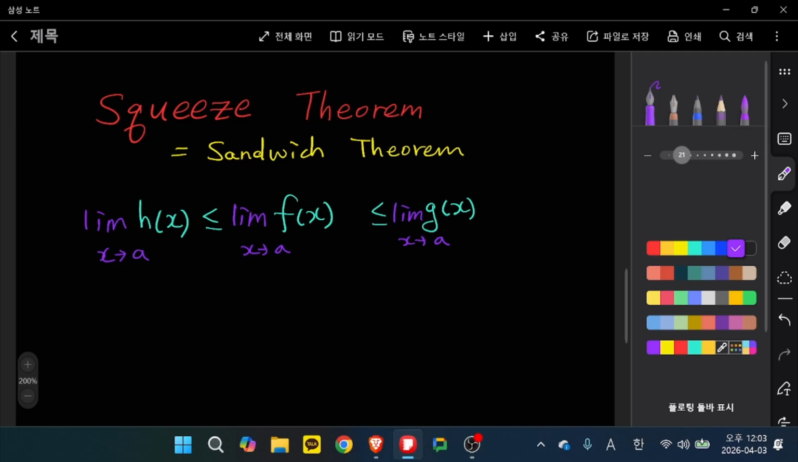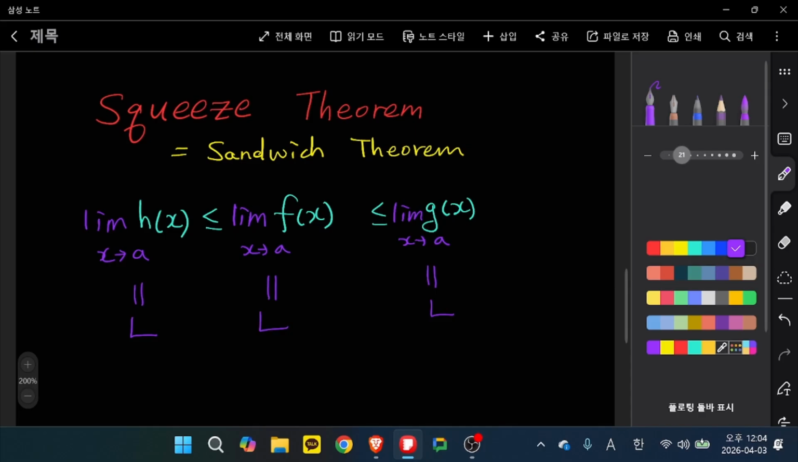if the limit of h(x) as x approaches a is L, and the limit of g(x) as x approaches a is also L, then the squeeze theorem tells us that the limit of f(x) as x approaches a is also L.